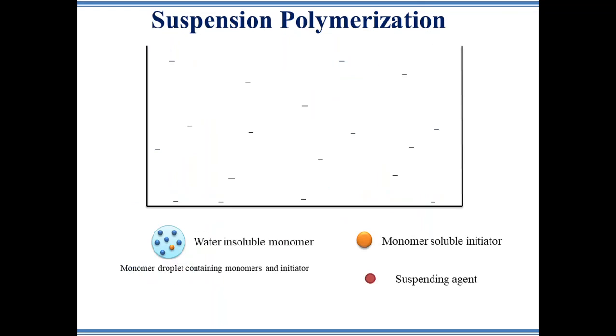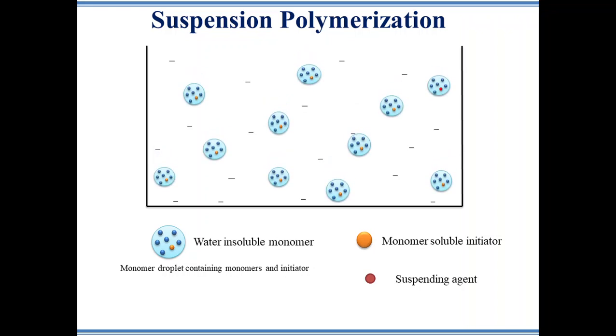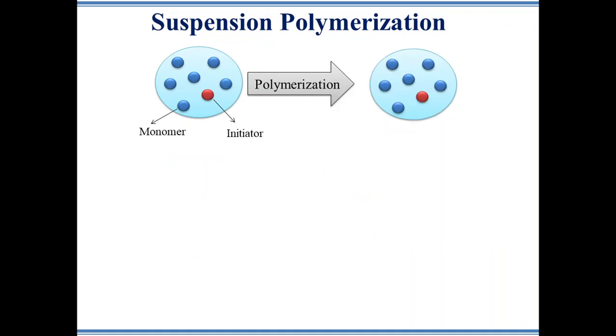Suspension polymerization is similar to bulk polymerization and it could be considered bulk polymerization within a droplet. This is one of the most widely used polymerization techniques. It is also called bead or pearl polymerization. In this method, initiator is dissolved in hydrophobic monomer. Then the hydrophobic monomers containing initiators are mechanically suspended in water in presence of a suspending agent. The polymerization is carried out inside the small droplets of liquid monomer.